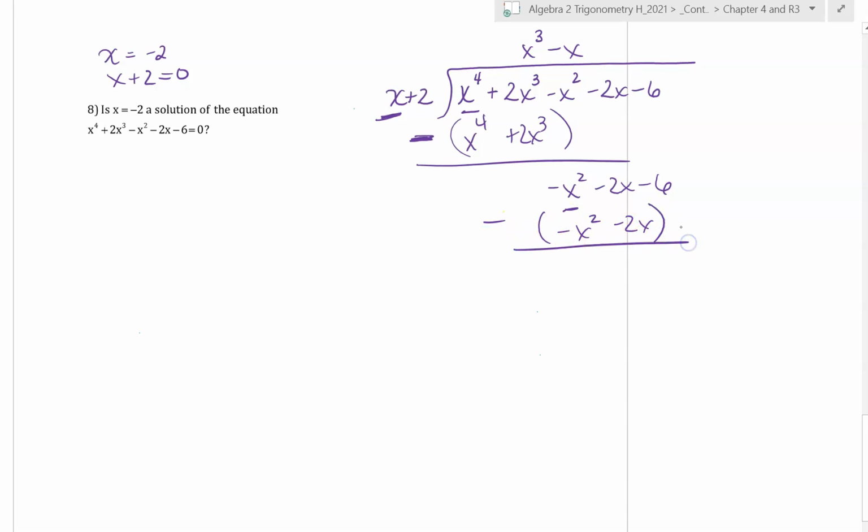We're subtracting the entire expression. So negative x squared plus x squared cancels out. Negative 2x plus 2x cancels out. We end up with negative 6 minus 0, which is negative 6, so that is our remainder.